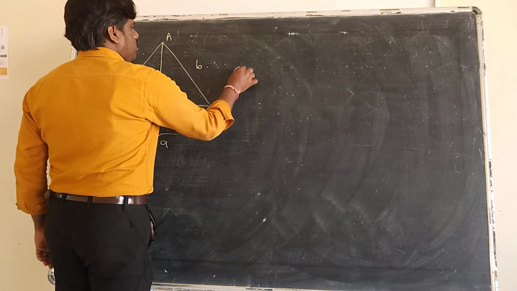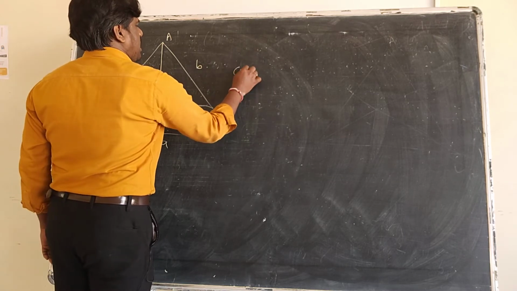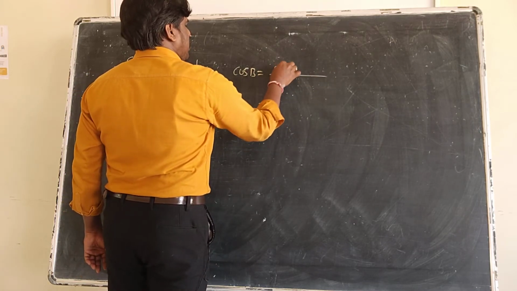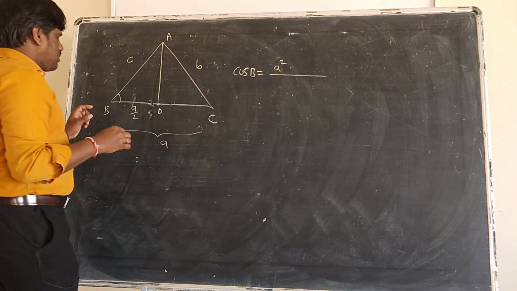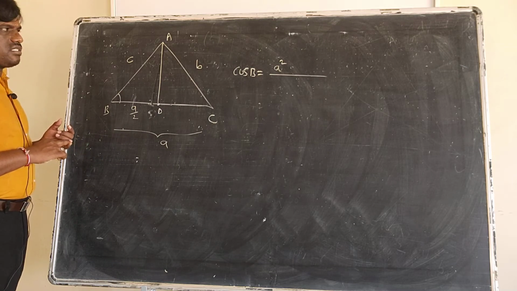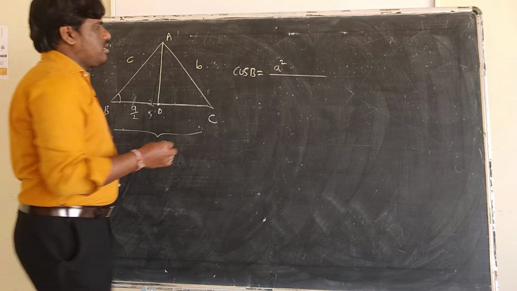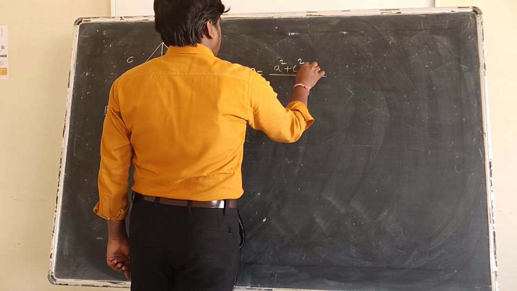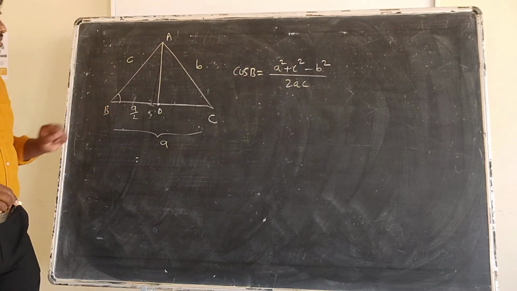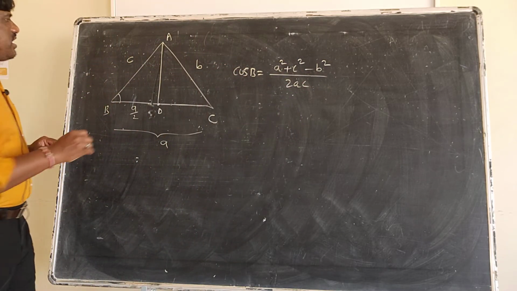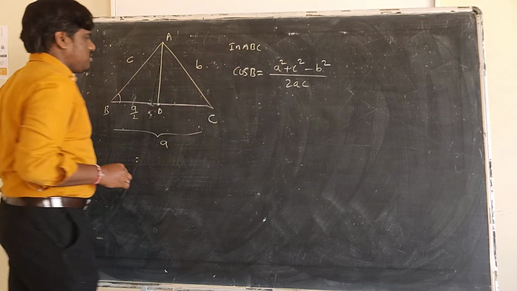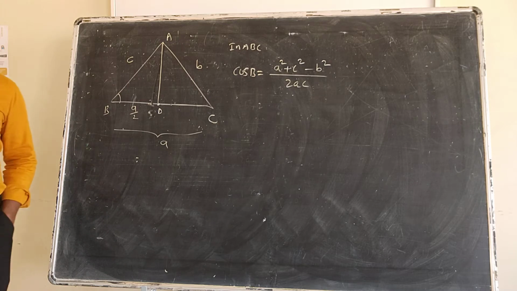What is the cos B rule? Cos B is equal to the cosine rule. Cos B is equal to what? A square plus C square minus B square by 2AC. This is the cos B formula. Okay, cos B, if you are taking in triangle ABC, this is in triangle ABC. Okay, cos B formula in triangle ABC.